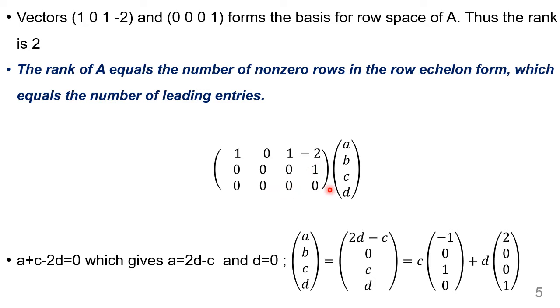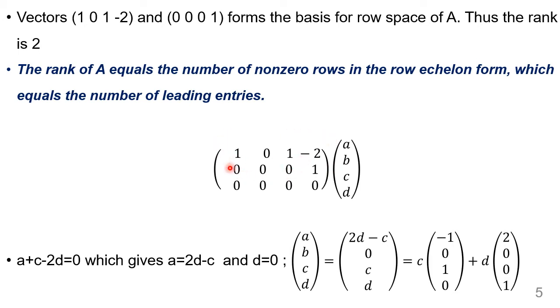We can observe that the matrix is reduced to the form 1, 0, 1, minus 2; 0, 0, 0, 1; 0, 0, 0, 0. Now the last row has become redundant, and the rank of a matrix is always equal to the number of non-zero rows. In this case it is 2. Out of the 3, the last row has become redundant. So the rank of the matrix is 2.